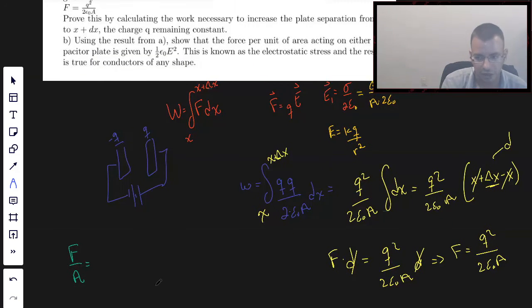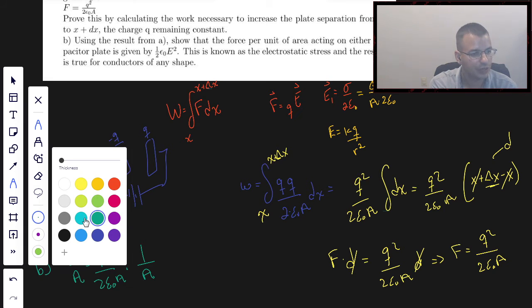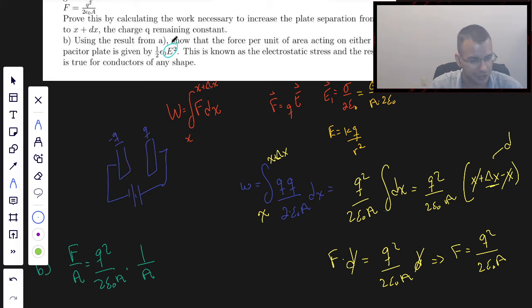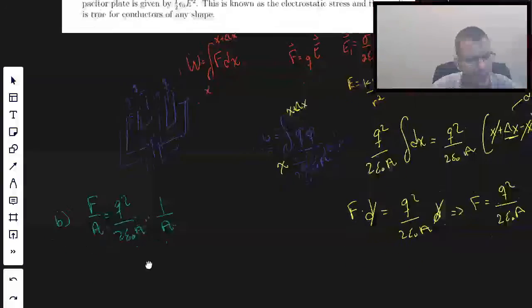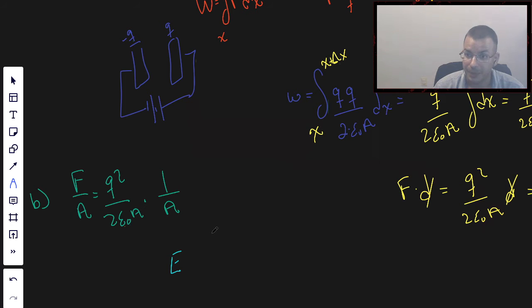going to be our force, Q squared (I'll write a little B here so we know we're working on part B), Q squared over 2 epsilon naught A, because that's what the force is, times 1 over A, because that accounts for that divide by A right there. So we want to write this in terms of E, the electric field. And to do that, we're going to write out what the electric field is for the parallel plate capacitor.